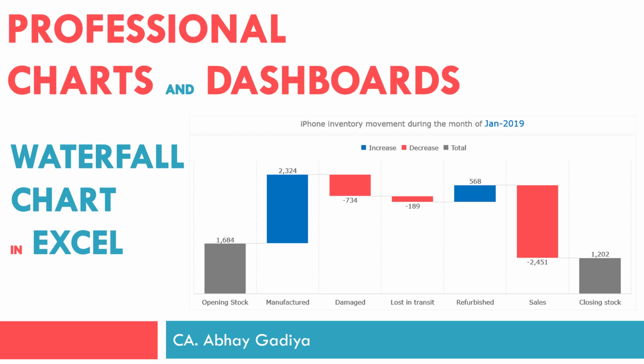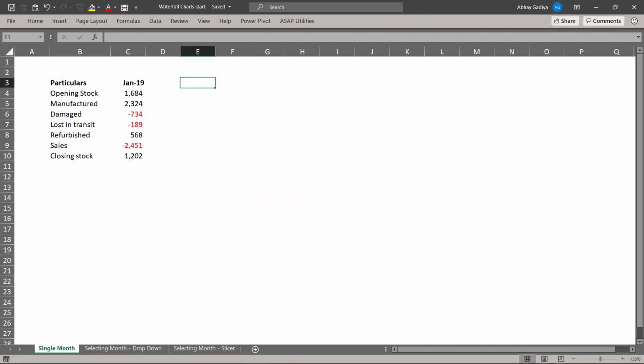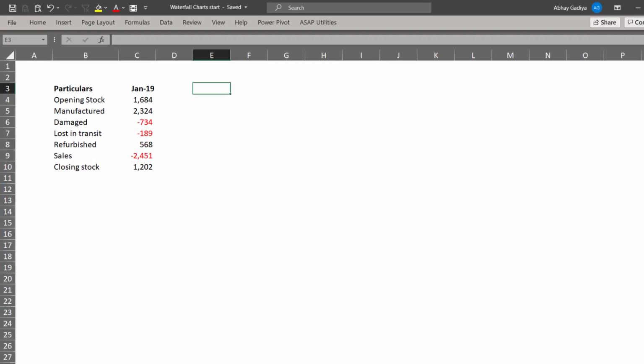Welcome to the second part of creating a waterfall chart in Excel. In the previous video, we briefly understood what a waterfall chart is, how to read or interpret it, and where this chart can be used. So let us now see in this video how we can create this chart in Excel using inbuilt charts. Here is our dummy dataset for the movement of a stock for a single month, January 2019.